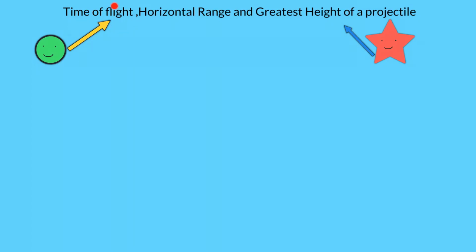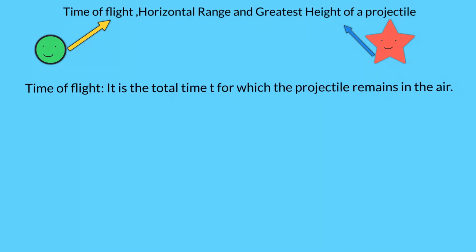Now firstly we will study time of flight. Time of flight is the time taken by the projectile during its flight. So the definition of time of flight can be given as: it is the total time for which the projectile remains in the air, from the point of projection till it reaches the ground again. So that total time taken by the projectile to travel that distance is called its time of flight.